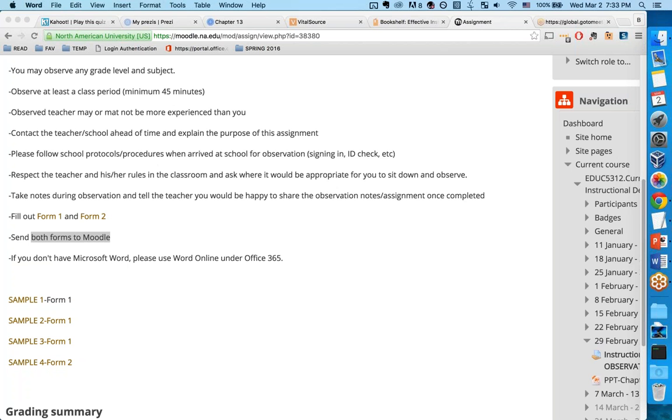All right, can it be a community center nonprofit organization to observe a teacher? Well, ideally, I do really want a real K-12 environment. Unless you're unable to find a teacher like that, let me know, and I may make an exception. But I do really want you to see actual school environment versus a center or nonprofit organization.